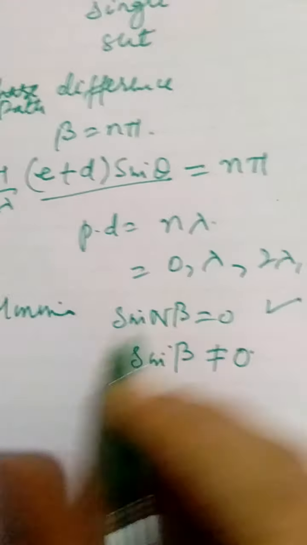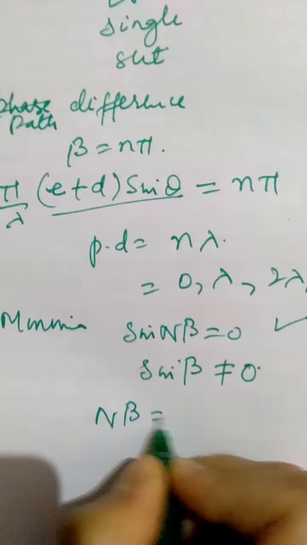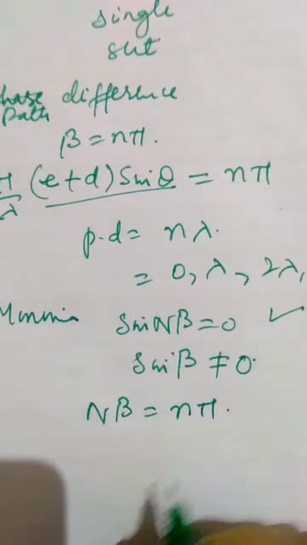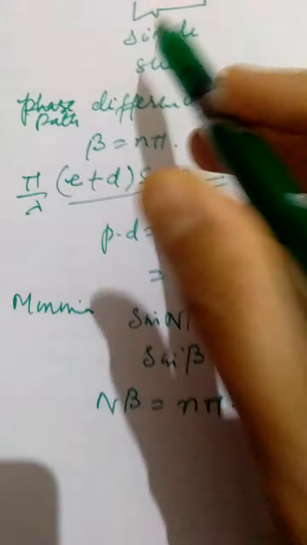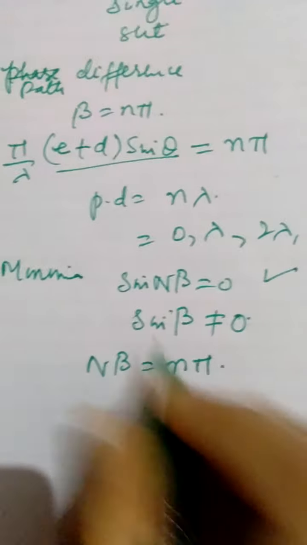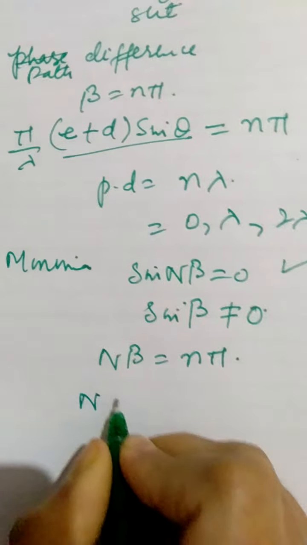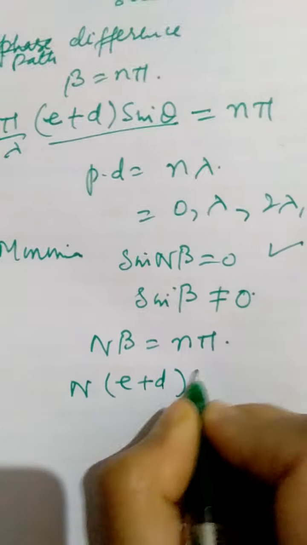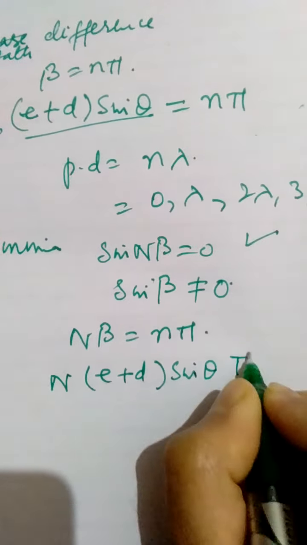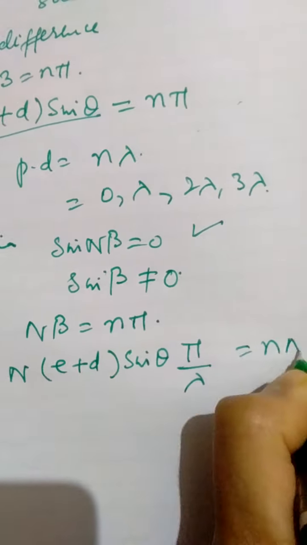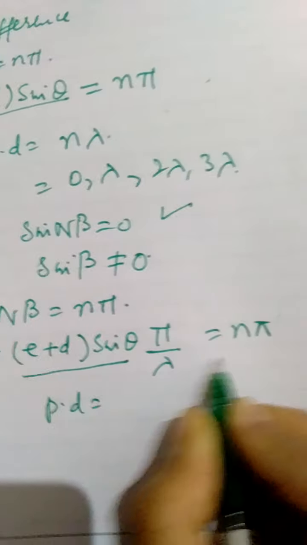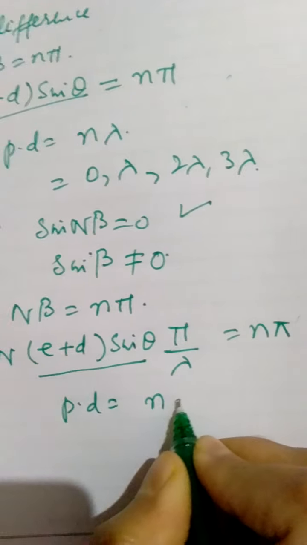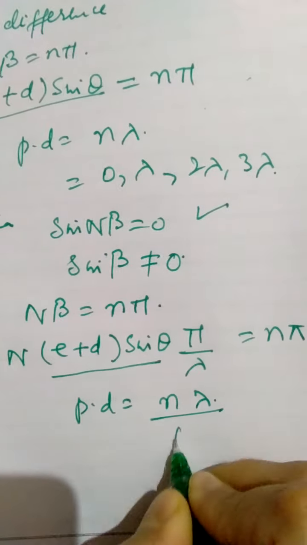Now, if we go with this, it implies that Nβ should be equal to nπ, because we know that sine is minimum for nπ values, and cos is maximum for nπ values. So from here, for β, again we can write, (e plus d) sin θ times π by λ is equal to nπ. So π and π will go. We are left with this path difference equal to nλ by capital N.